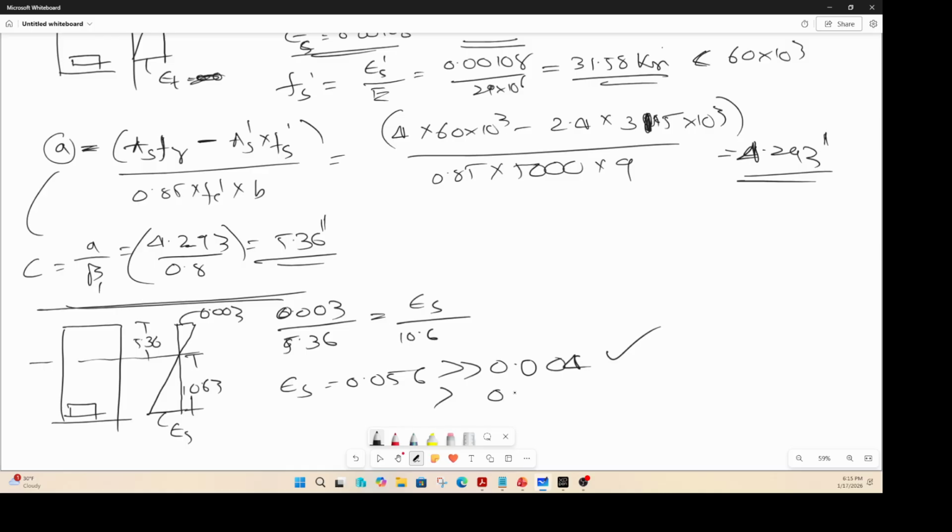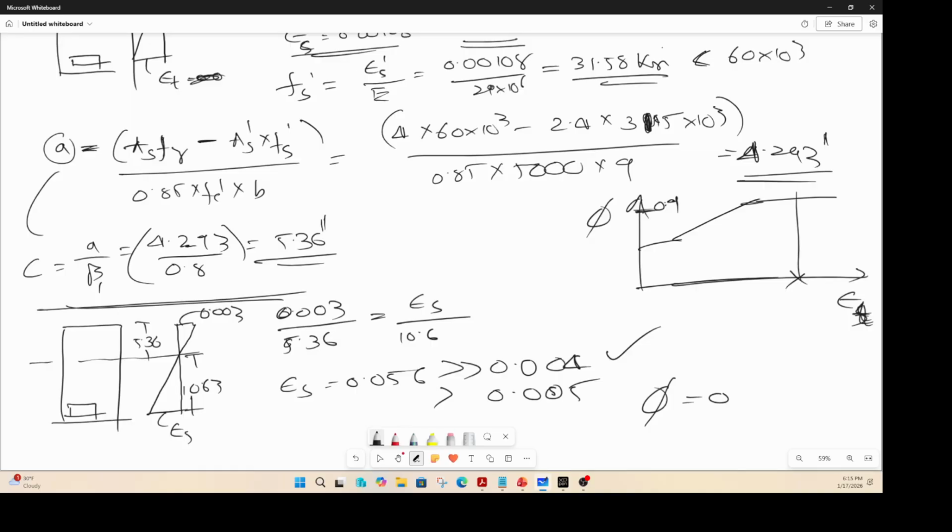It is also greater than 0.005. That means we are in the flat region there, somewhere here, right? This is your strength reduction factor. This is your epsilon t, the strain in tension steel. That means our strength reduction factor, if you look at the picture, is 0.9. That means we can use a phi factor of 0.9 for this problem.